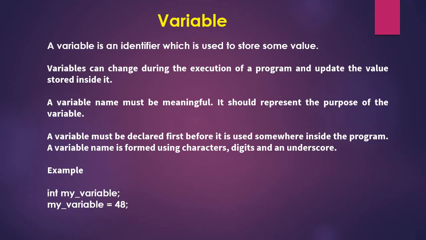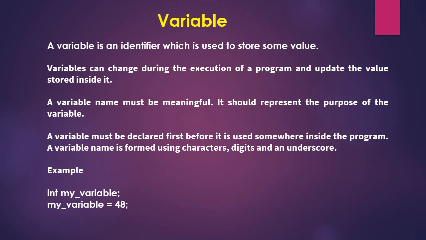A variable name must be a meaningful one. It should represent the purpose of the variable so that we can understand what the variable is used for at a particular moment. The variable must be declared before it is used. First of all, we have to declare the variable and only then can we use it for further processing. While naming the variable, all the rules for framing an identifier should be followed. For example, int myvariable. Here myvariable is the name of the variable and we are assigning 48 to myvariable.